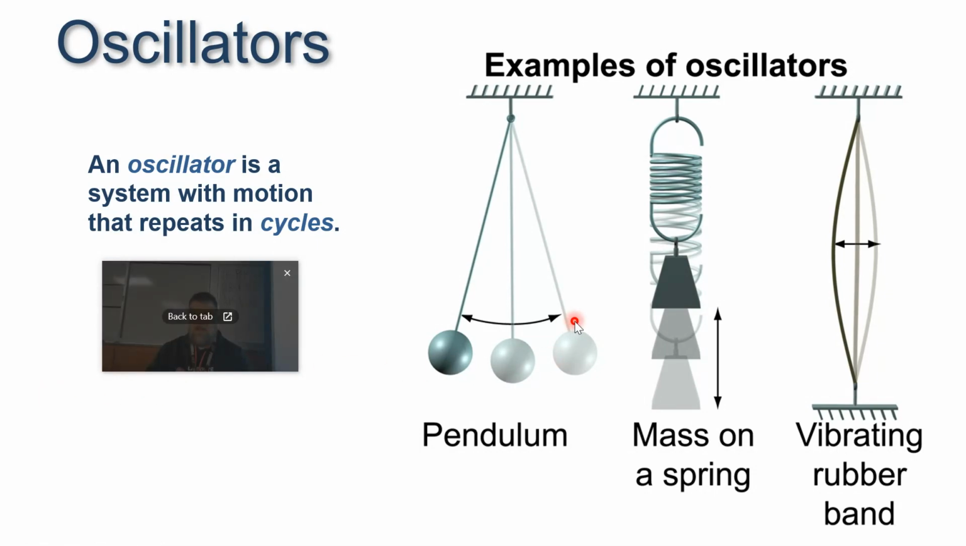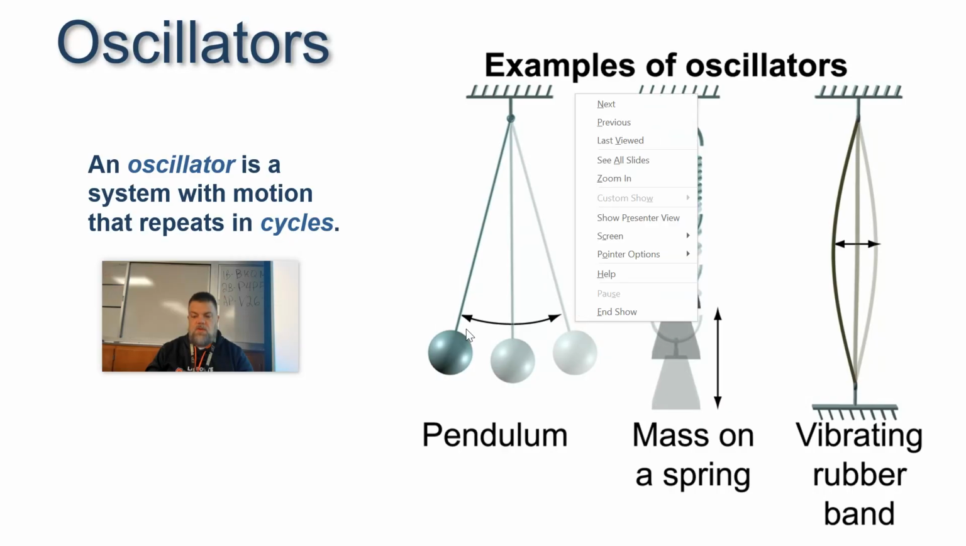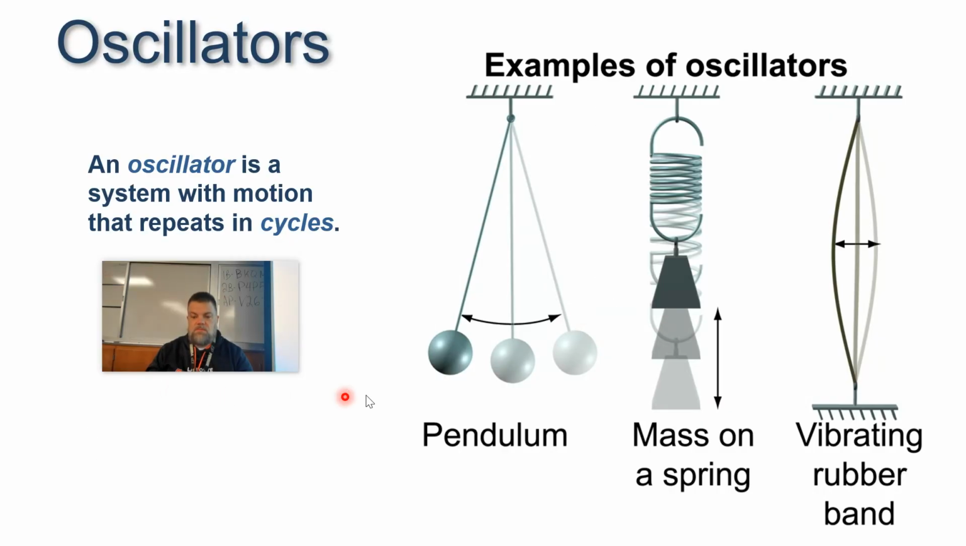So I start here, swing over this way, swing back and forth, back and forth, back and forth. That's an oscillation. Now, same thing here. I have the spring. When gravity pulls the weight down, it goes down this way, and the spring pulls it back up, and so it just goes back and forth, back and forth.